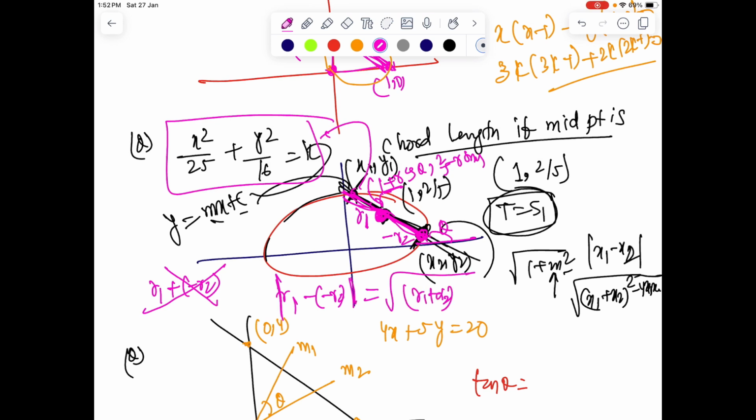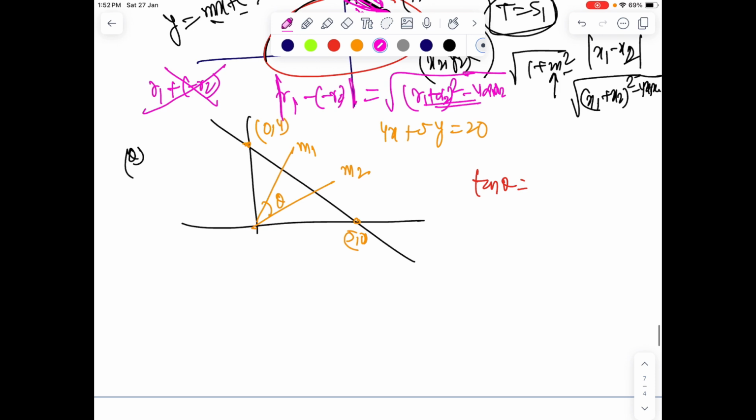And how to find the difference of roots? Square root of (sum of roots) whole square minus 4r1r2. So calculation will be minimum.